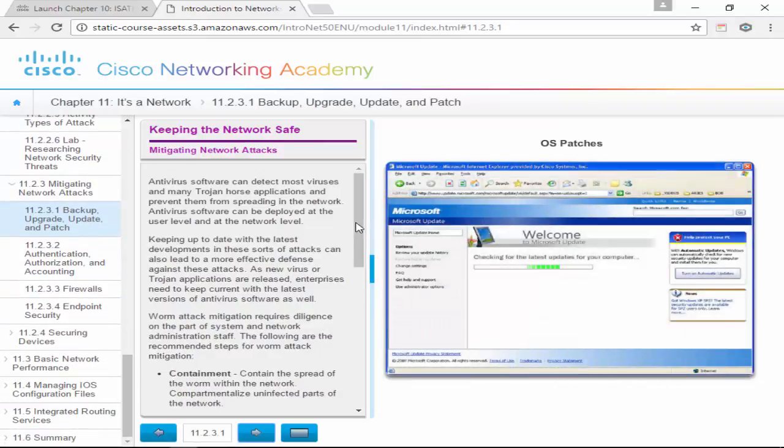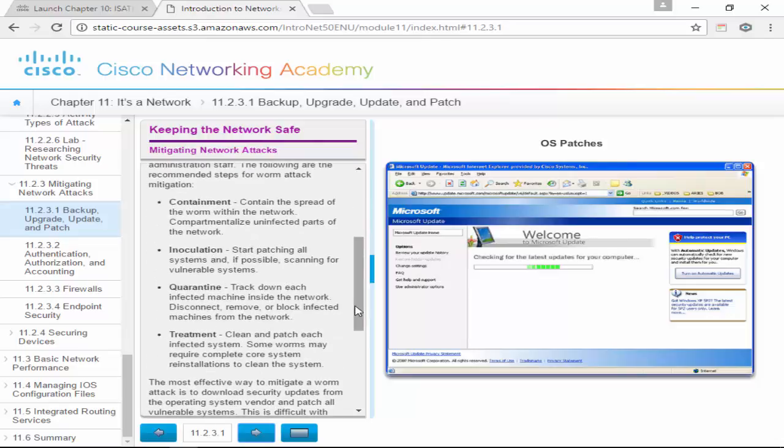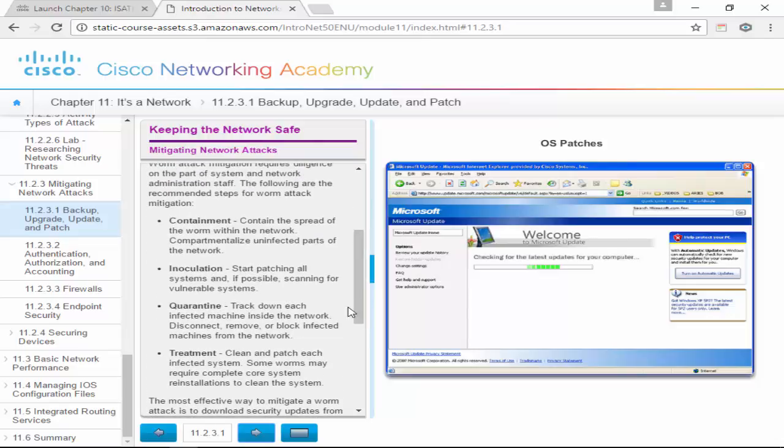So, keeping your network safe: backup, upgrade, update. I'm sure Teresa has talked about this, but this will be a test question for a worm attack. You want to contain it, you want to inoculate it, you want to quarantine it, and then you want to treat it.